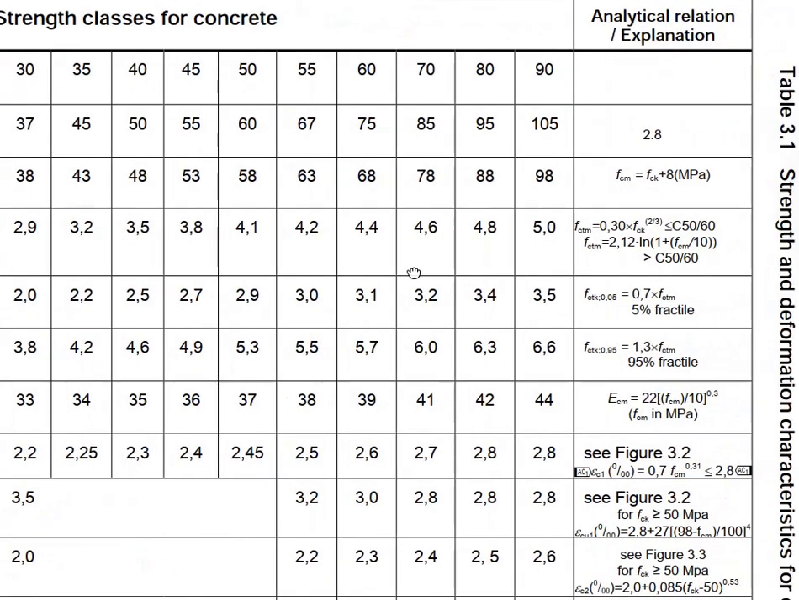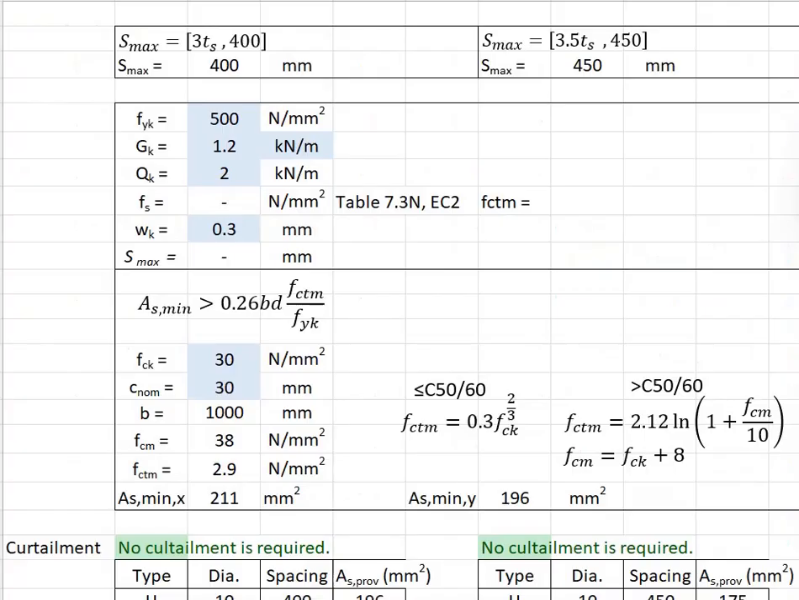Alternately, you may use the formulas given in table 3.1. There are two sets of formulas here. This formula is for concrete grade 50 and below, and this formula applies to concrete strength greater than 50. In this case, your fck is 30. That means your fctm will refer to this formula.